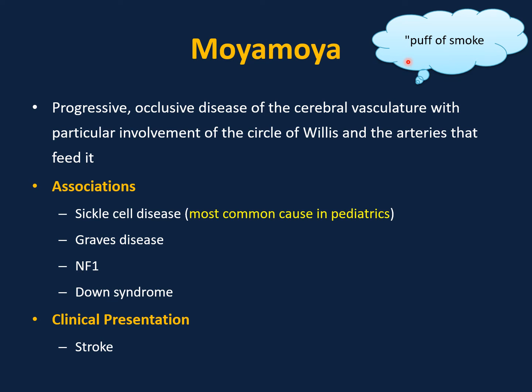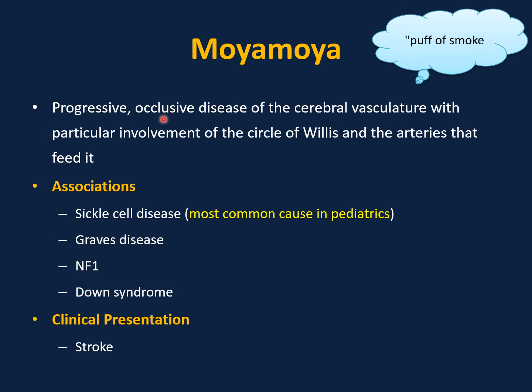This came from the description of the blood vessels on the MRA or angiography. The two tools you can use to diagnose moyamoya are MRA and angiography. So the blood vessels will look like a puff of smoke, with sudden interruption in one of the blood vessels that feeds the circle of Willis.